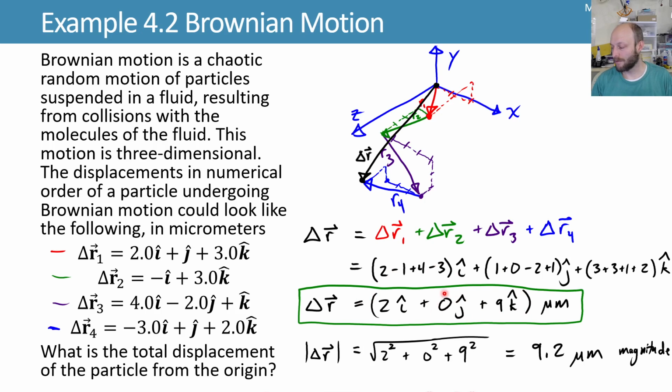Another thing I'll point out is that if we have 0 there, frequently what we'll do is we'll just omit writing 0 in the j hat, and we'll just include the components that are non-zero.